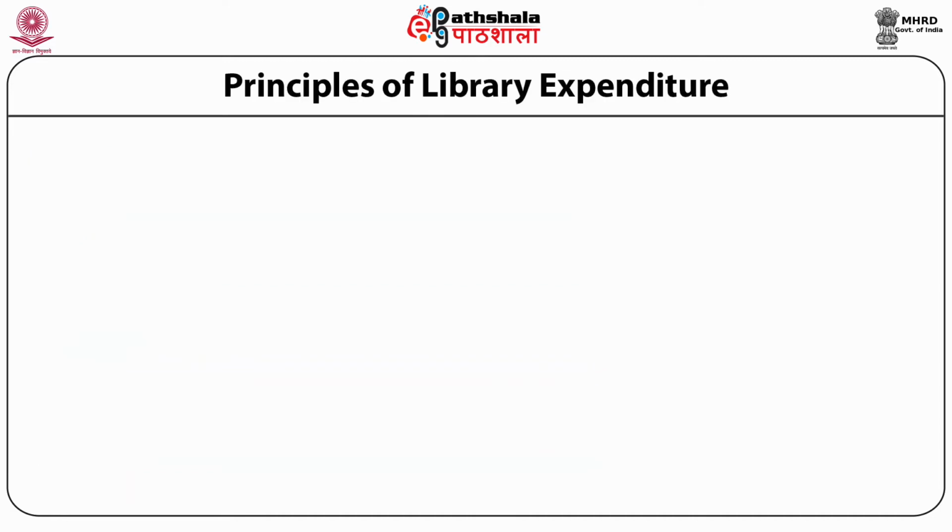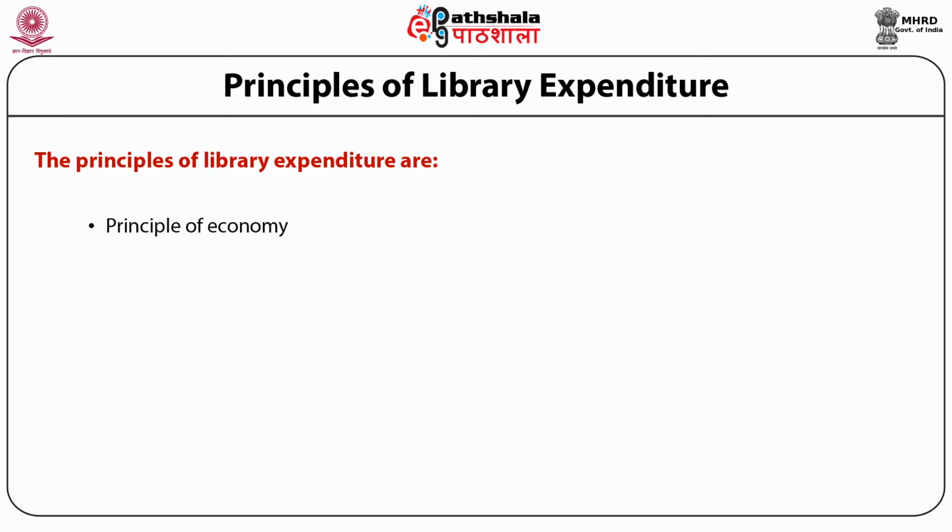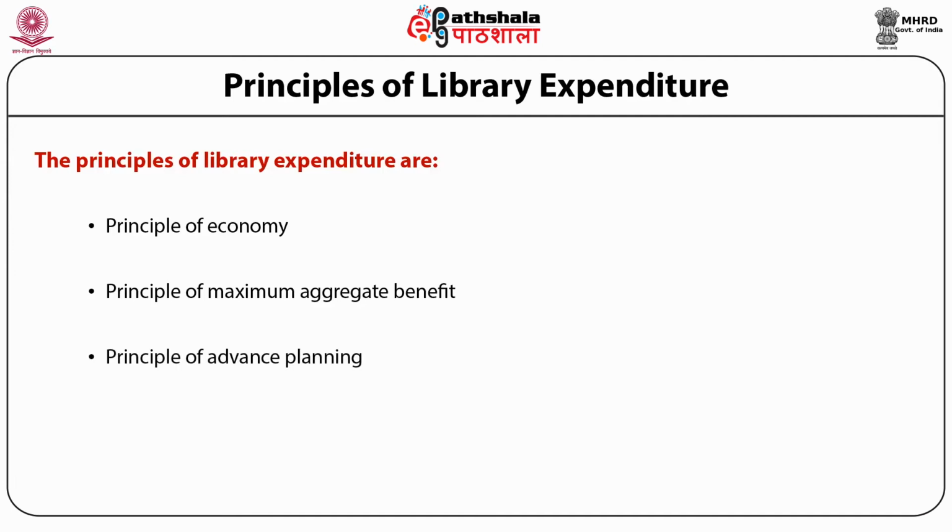Principles of library expenditure. The principles of library expenditure are four. Firstly, principle of economy. Secondly, principle of maximum aggregate benefit. Thirdly, principle of advanced planning. And fourthly, principle of equitable allocation.